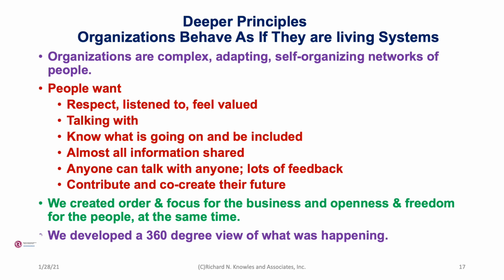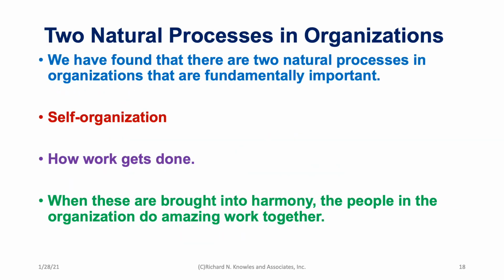We developed a 360-degree view of what was happening. We began to see the whole, all the interactions of the parts. And most of the surface problems disappeared. We discovered that there are two natural processes in organizations that are fundamentally important. These processes became visible in the fire when the dysfunctional management processes were ripped off and the people began to do things close to the work that made sense and they knew how to do, and they could create their future as they worked together.